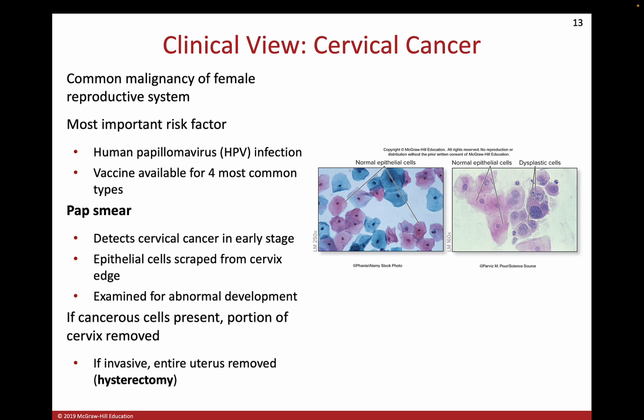Basically, epithelial cells are scraped from the cervix, and these cells are examined for abnormal development. If cancerous cells are present, then a portion of the cervix is removed. If it is an invasive cancer, then the entire uterus will be removed, and that is a hysterectomy.